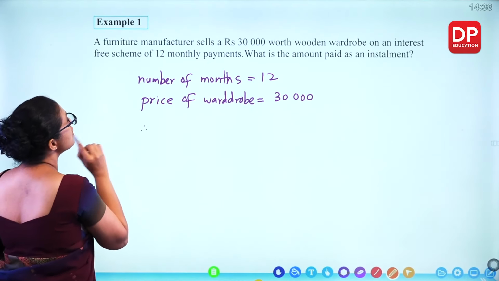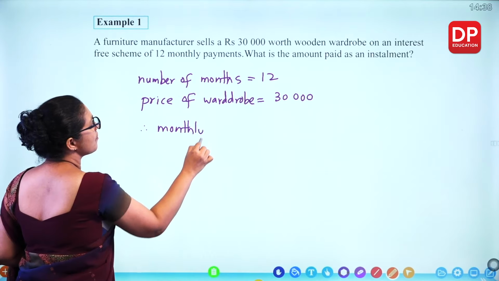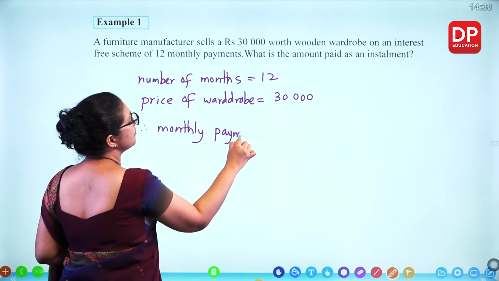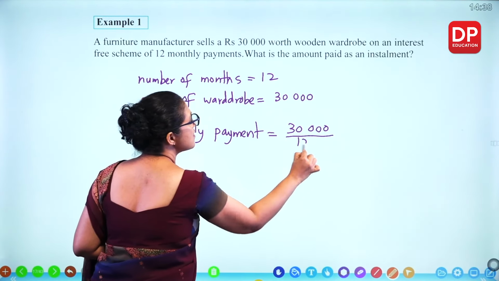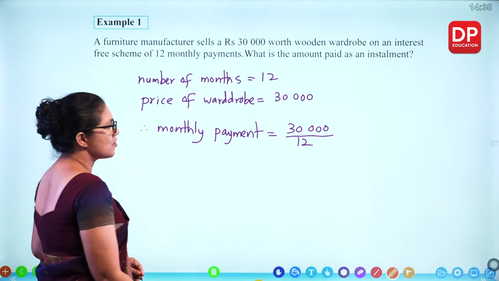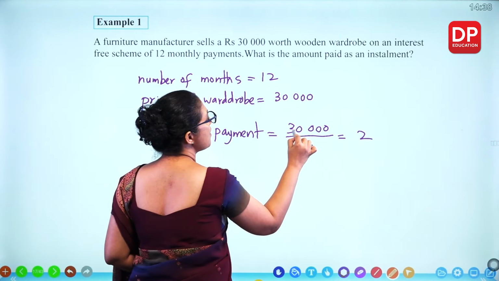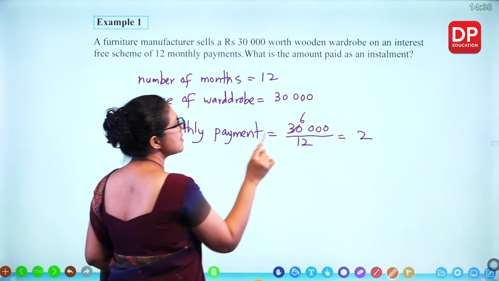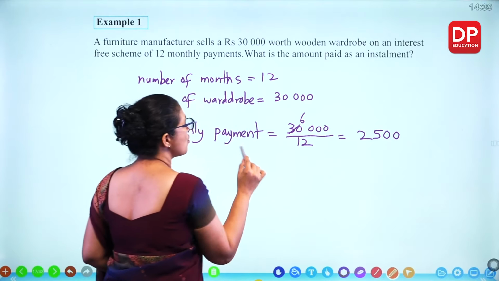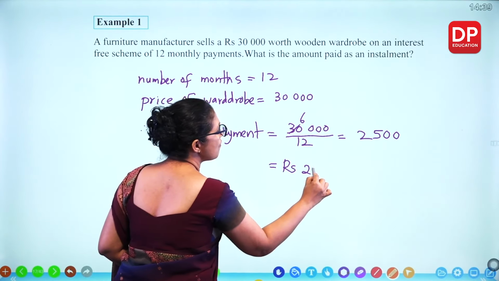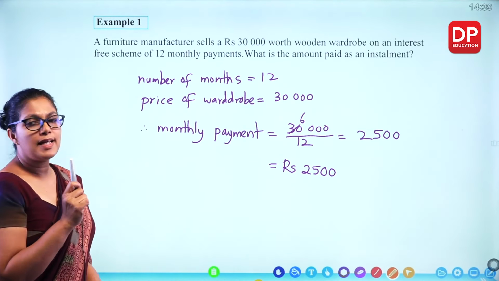So what's the amount? Monthly payment. Monthly payment is just take the value and divide by 12 because this is without interest. So 12 times 2, 24, 6 remaining for 6,000. For 60, that's 12 times 5 and 2 zeros. So 2,500 he needs to pay as the monthly payment.